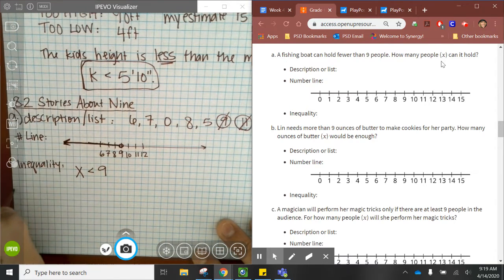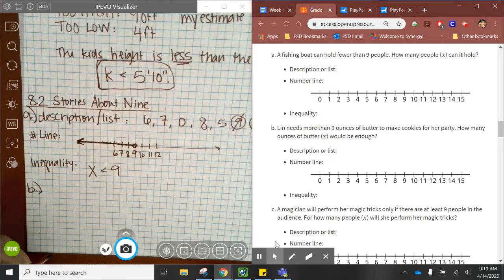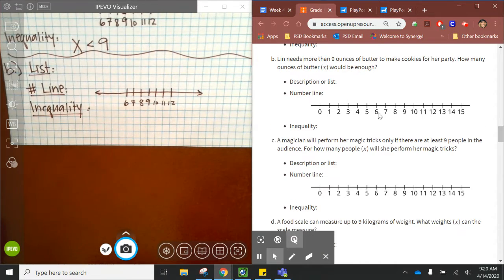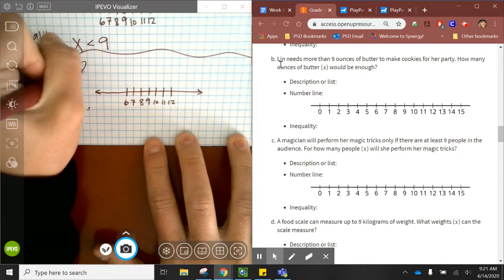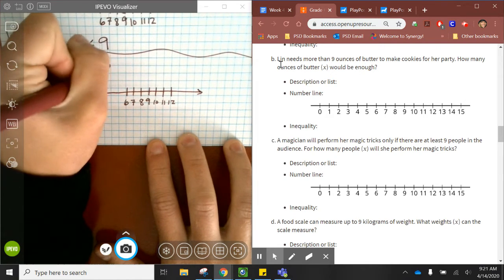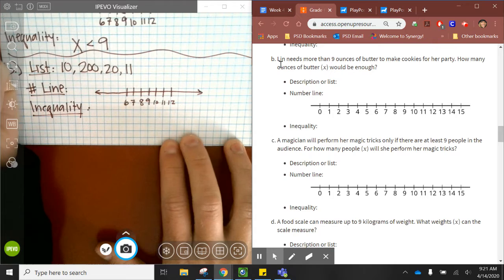Now I'm going to work on B. I'm going to get it all set up here, and then I'll show you guys and talk through it. Okay, so now I'm working on B. It says Lynn needs more than 9 ounces of butter to make cookies for her party. How many ounces of butter would be enough? Well, if you need more than 9, you could have 10. You could have 200 ounces of butter. You could have 20. You could have 11 ounces of butter.